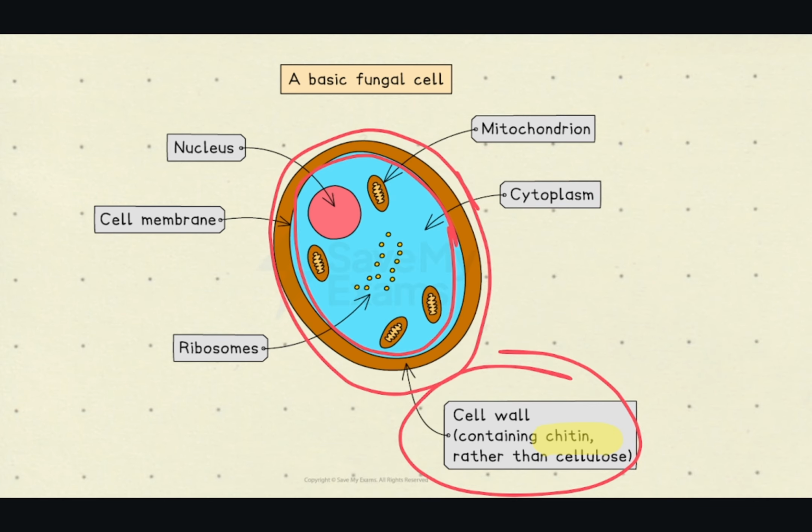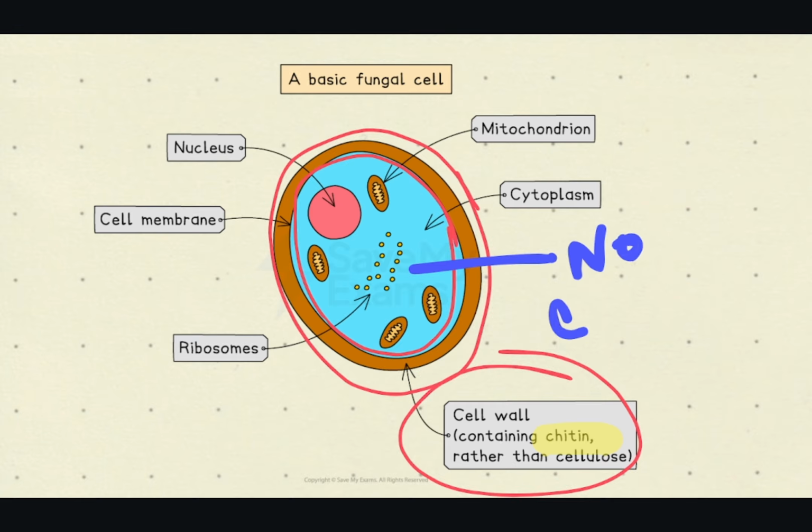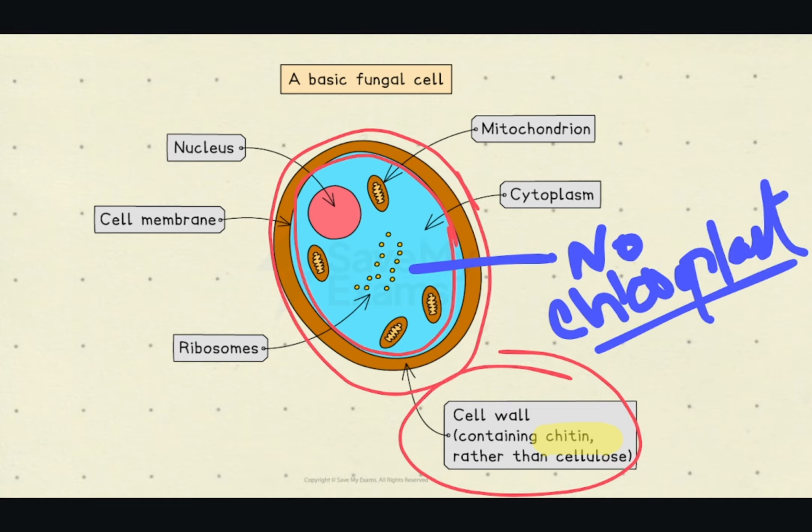Also, one more thing. Do you guys see any chloroplast over here? No, they do not have any chloroplast as well. So they're missing one thing from plants, and that is a chloroplast. And if they do not have any chloroplast, that means they're not going to carry out the process of photosynthesis, they're not going to make their own food, and hence they're going to feed on other organisms, right?